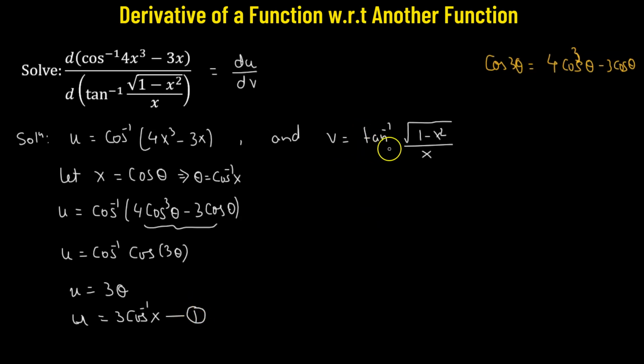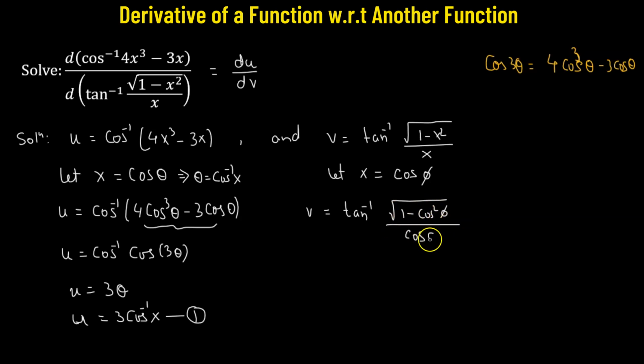For v also, we are going to simplify the expression on the right hand side by making a trigonometric substitution. So here we're going to take x to be equal to cosine of phi, such that v becomes equal to tangent inverse of square root of 1 minus cosine squared phi divided by x. So x here is cosine of phi, which will be equal to inverse tangent of square root of 1 minus cosine squared phi, which will be equal to sine phi divided by cosine of phi.